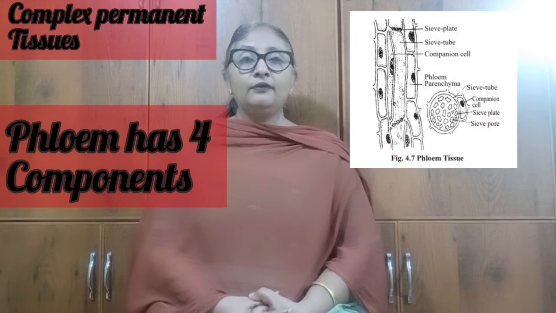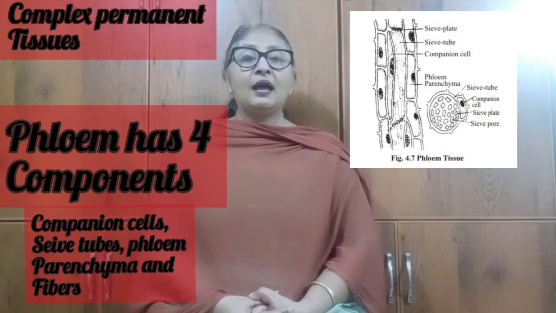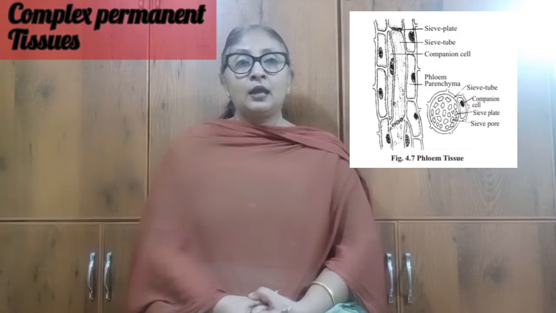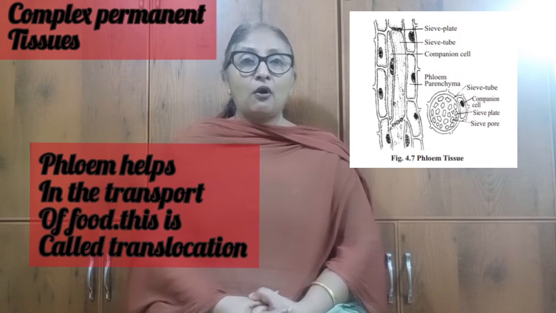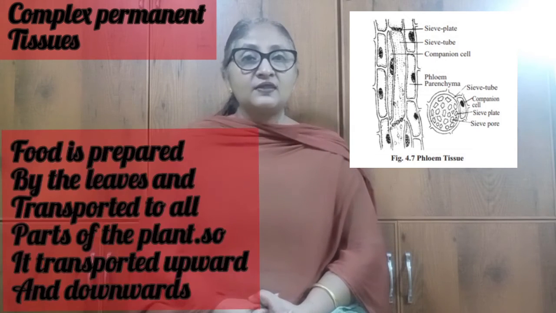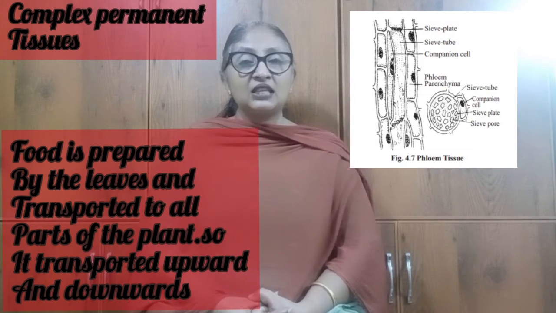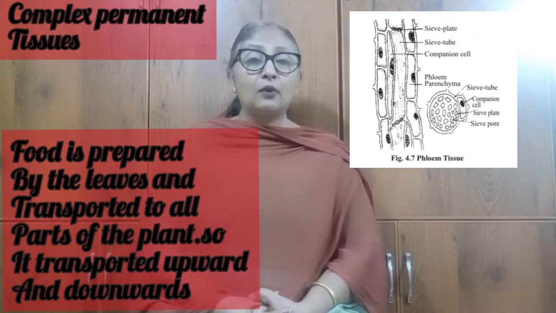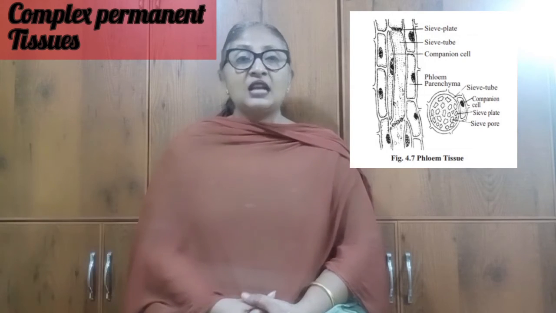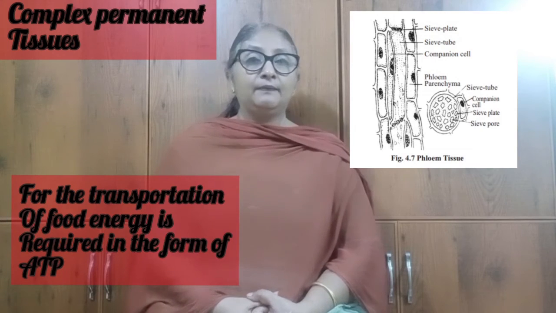Phloem is made of companion cells, sieve tubes, phloem parenchyma and phloem fibers. Phloem helps in the transport of food. This is known as translocation. Food is prepared in the leaves and transported to different parts of the plant body. Therefore, it is transported both upward and downward. For the transportation of food, energy is required in the form of ATP.